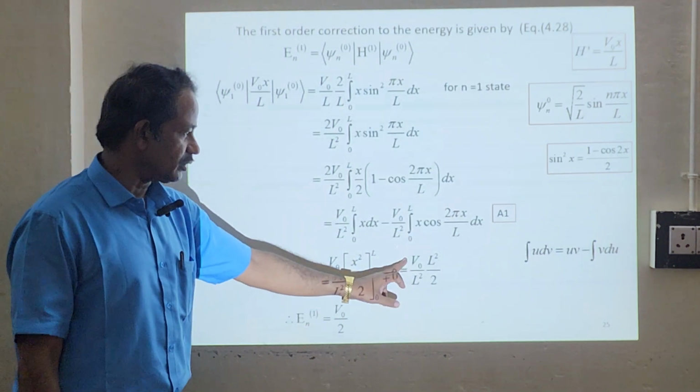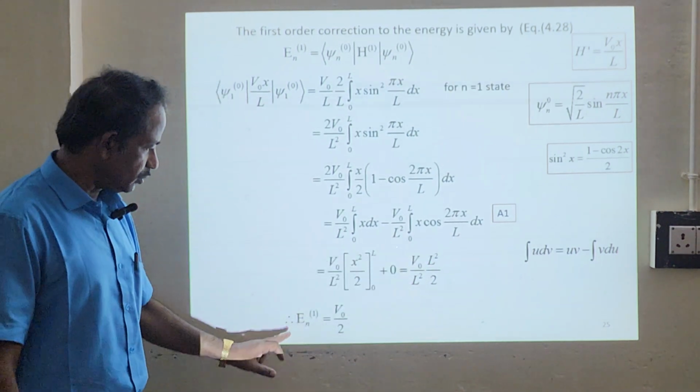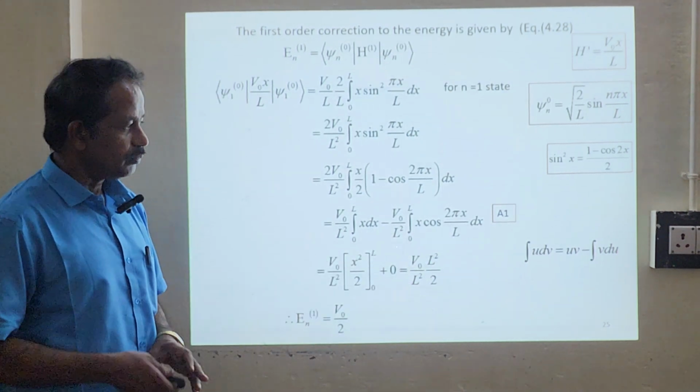So just add these two, that will give you V naught L squared by 2 L squared. L squared will cancel, you will have E n 1 equals V naught by 2.